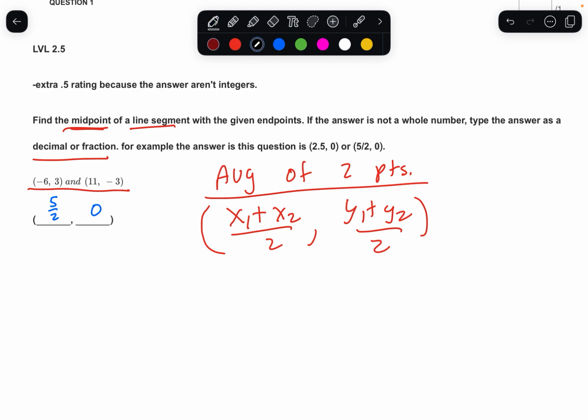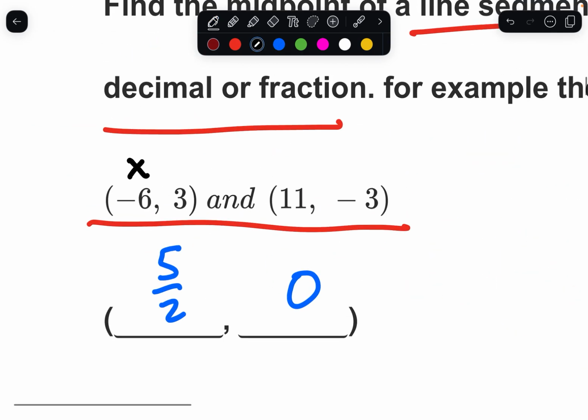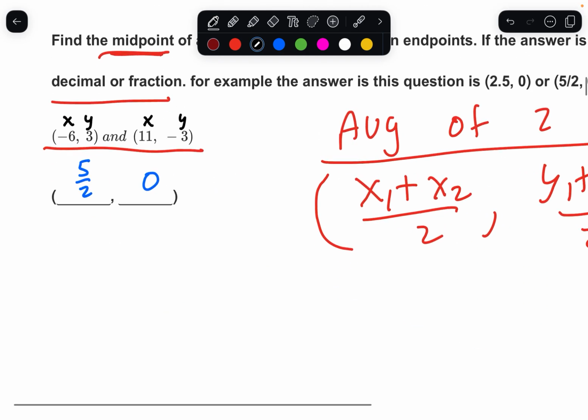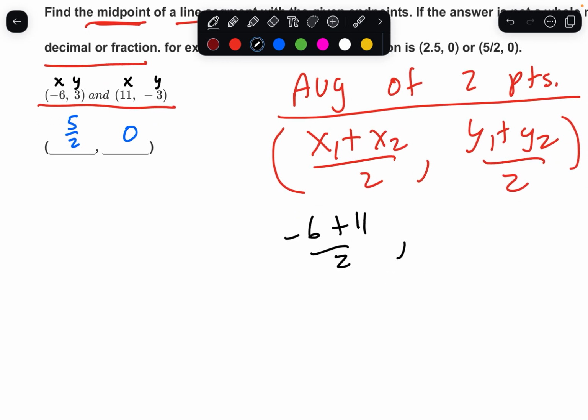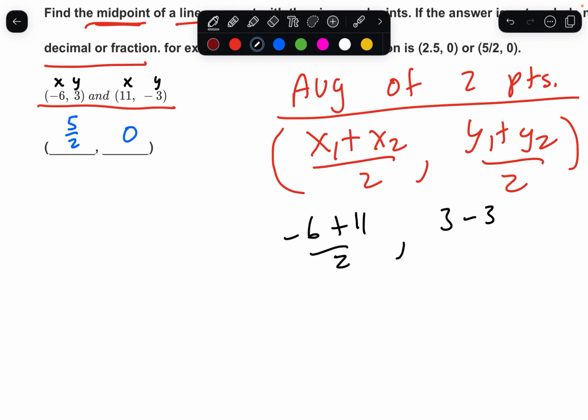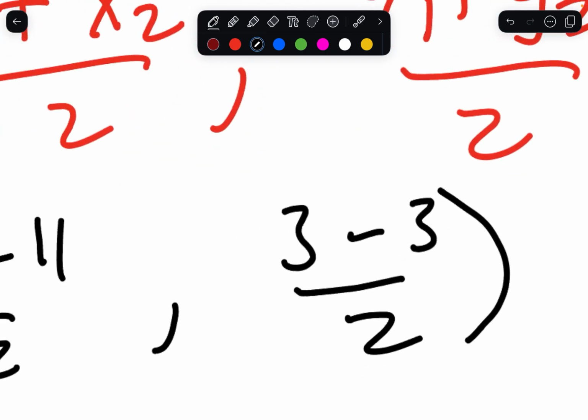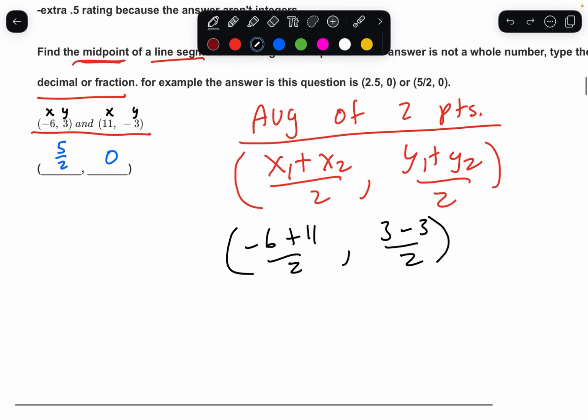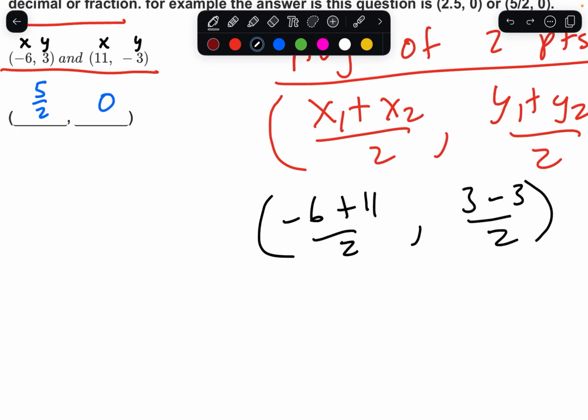So let's take a look at what these numbers look like. These are my x values, and these are my y values. We want to add the x's, so that would be -6 and 11, divided by 2. We want to add the y's, that would be 3 and -3 divided by 2. That's what it would look like. Now remember, when we talked about this in class, 3 minus 3 is like saying 3 plus -3. Are we adding the numbers 3 and -3? Yes, we are. If you said 3 plus 3, that is not correct. It is 3 minus 3 in this case.